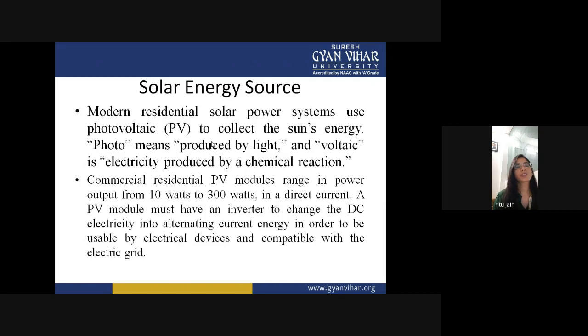So commercial residential PV modules range in power output from 10 watts to 300 watts in direct current. It comes in the form of DC current. So a PV module must have an inverter, because in our houses and most places we are using AC power. So the output you are getting from solar energy is DC output. Okay, so if you want to convert it into AC, then you have to take an inverter to convert this electricity, or to make it useful. Okay, so it requires inverters.